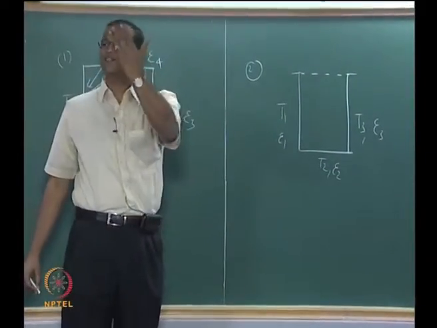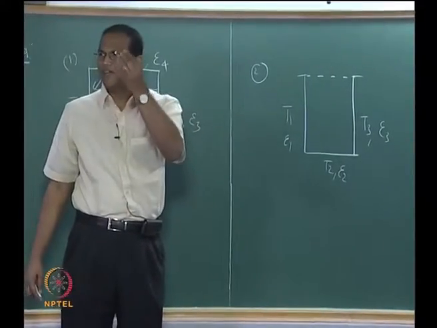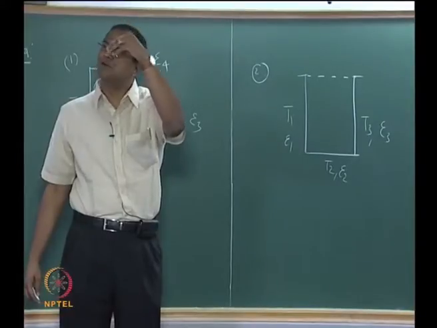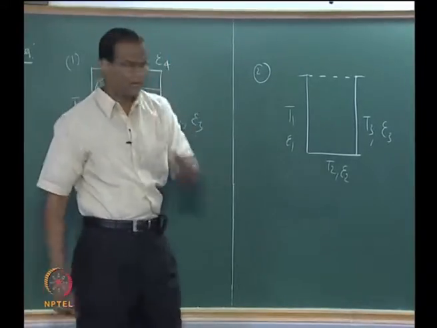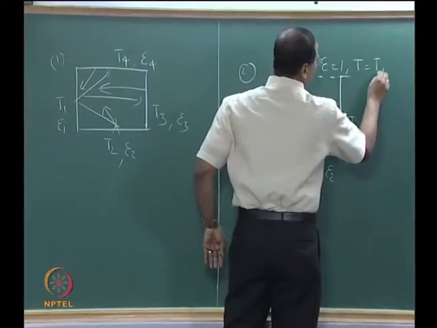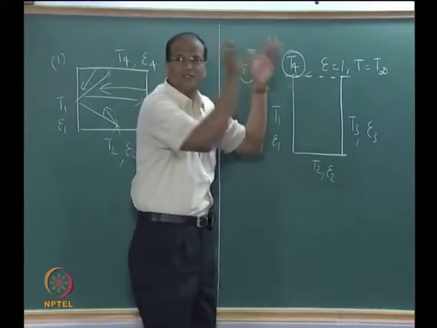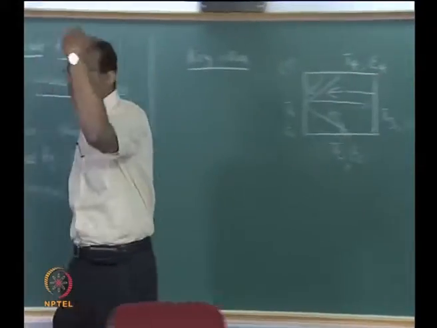by an imaginary surface. That imaginary surface has 0 reflectivity, that is, it is a perfect emitter and has a temperature equal to T infinity. Okay. So, that is the beauty. So, I consider it as the 4th surface. Now, I also treat it as an enclosure.